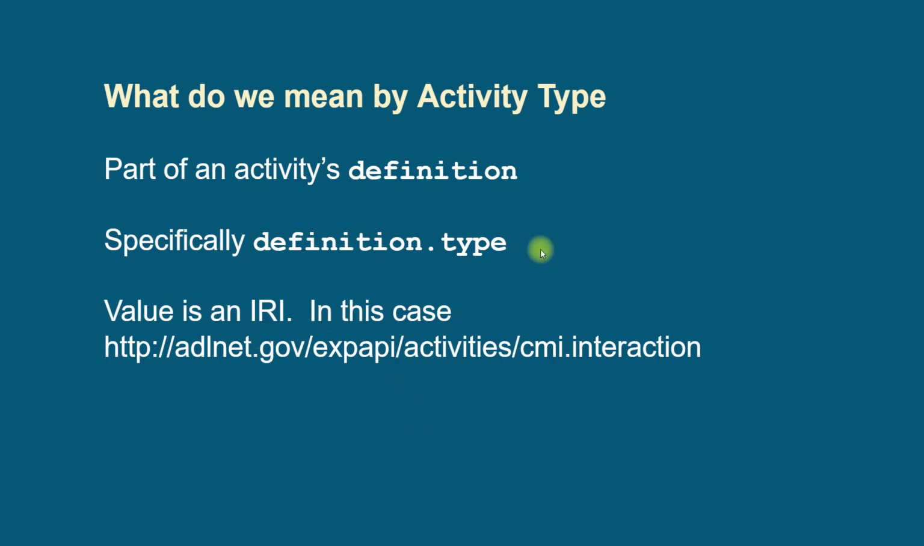The value of this type is an IRI, and again, it's the thing that we showed you on the previous slide is what we want the value to be. For questions on an assessment: true-false, multiple choice, fill-in, performance, sequencing, matching, etc. You set your definition type equal to that IRI, and then our system will know what you're tracking, what it is, and be able to render you more useful information about it.